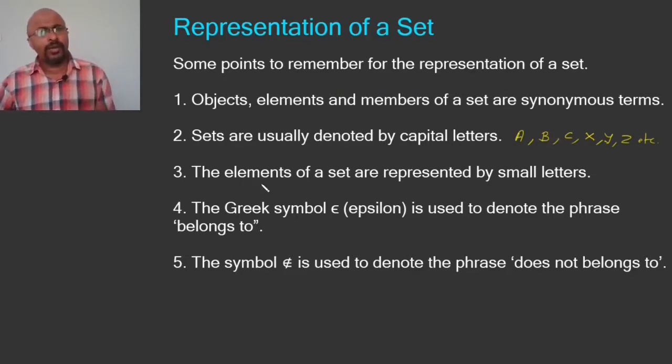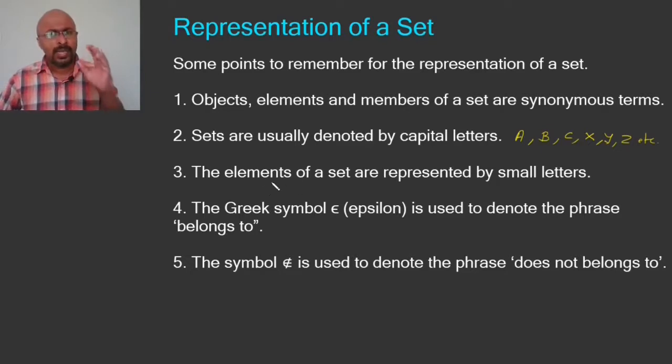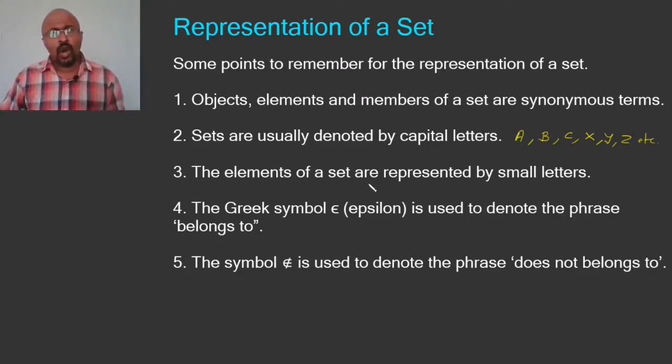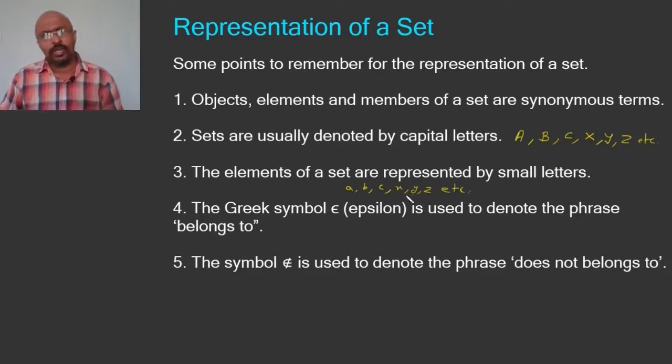The third point is that the elements of a set are represented by small letters. That is, we can represent the elements or objects or members of a set by small letters like small a, small b, small c, small x, small y, z, etc. So a set can be represented by capital letters, and its elements are represented by small letters.